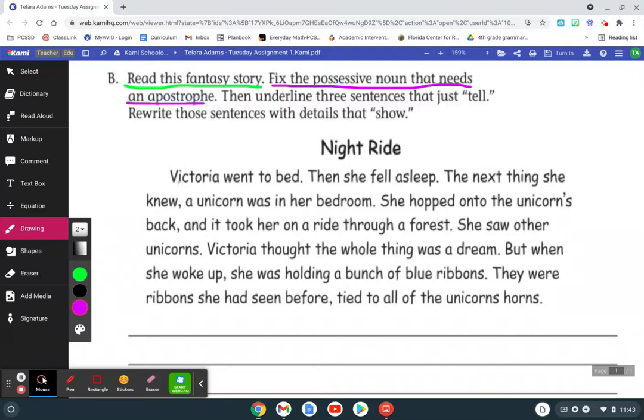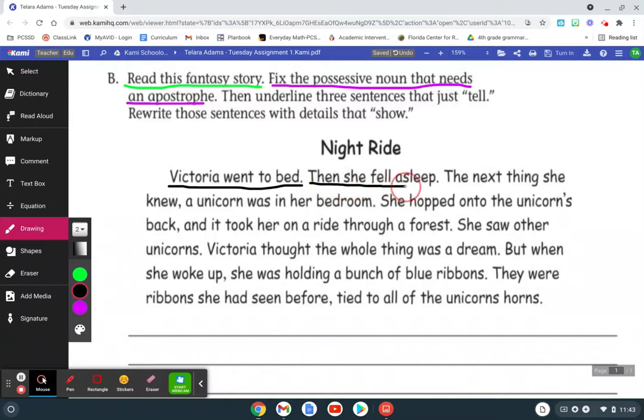Go through this story sentence by sentence and look for the noun that owns something. The first sentence, Victoria went to bed. I'm looking at my nouns, Victoria and bed. Do they own anything? They don't. So those are not possessive nouns. I'm going to go to my second sentence.